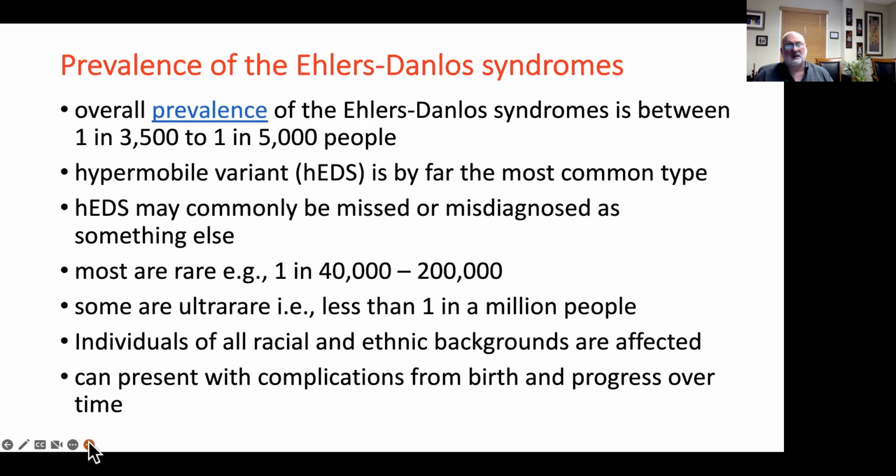So here's just a little bit of stats for you. How common is it? The hypermobile variant, of course, is the most common type. These disorders are 5 times more frequent in females than males. You can go to the next one.